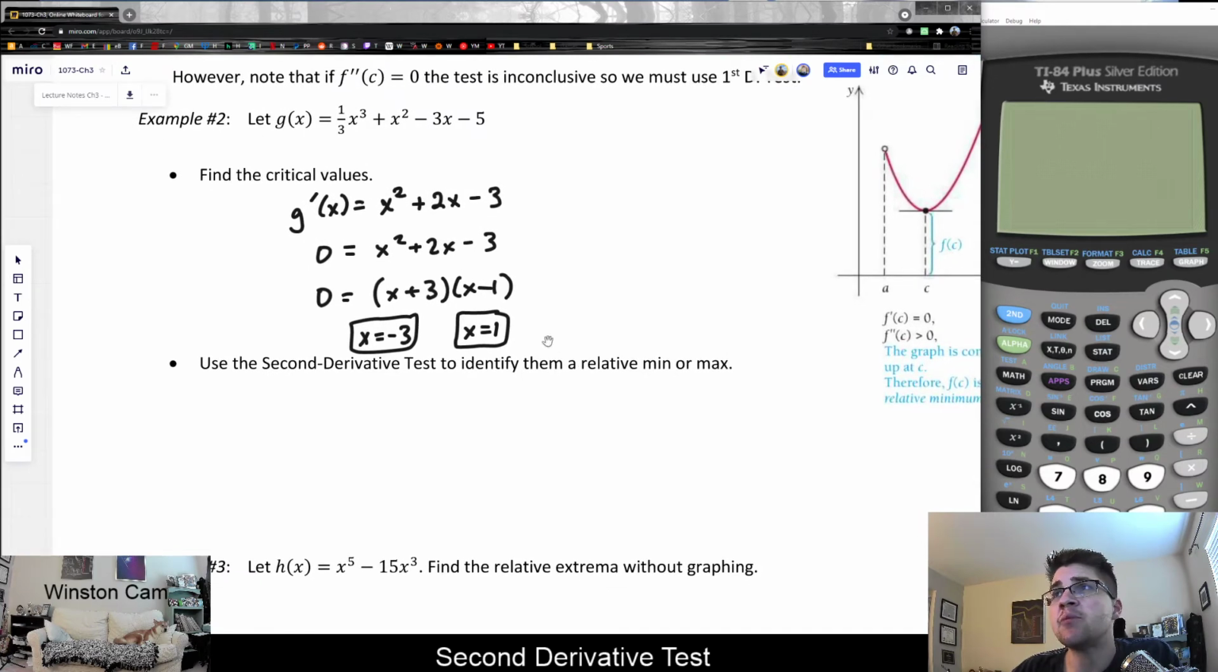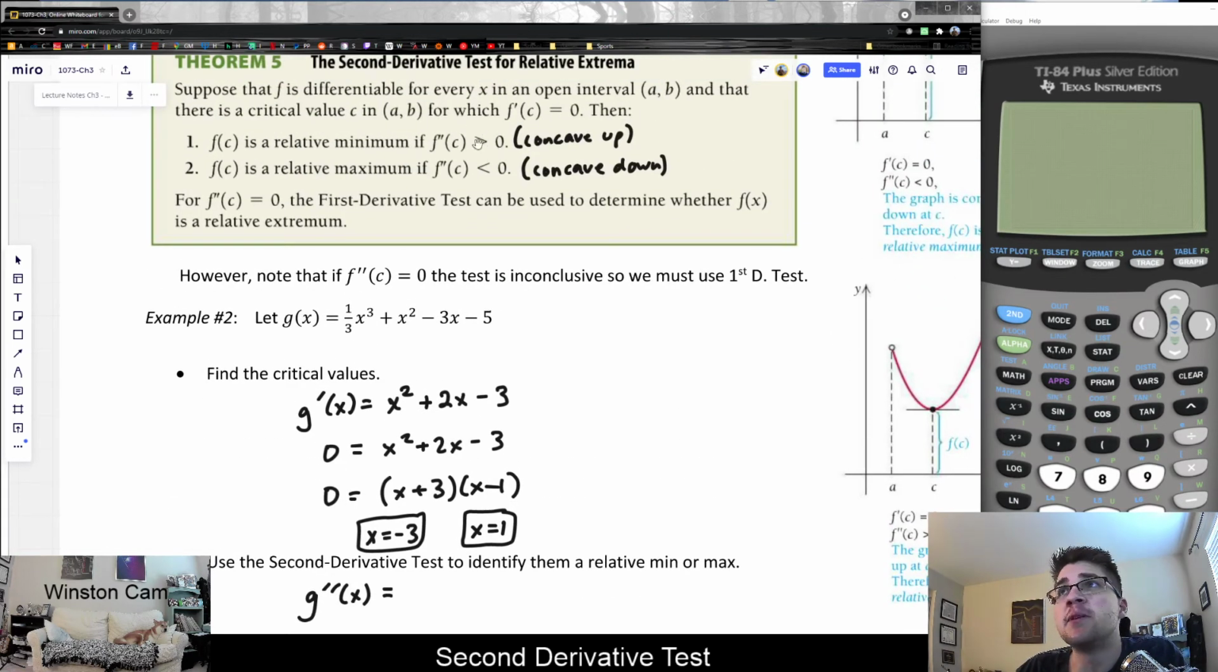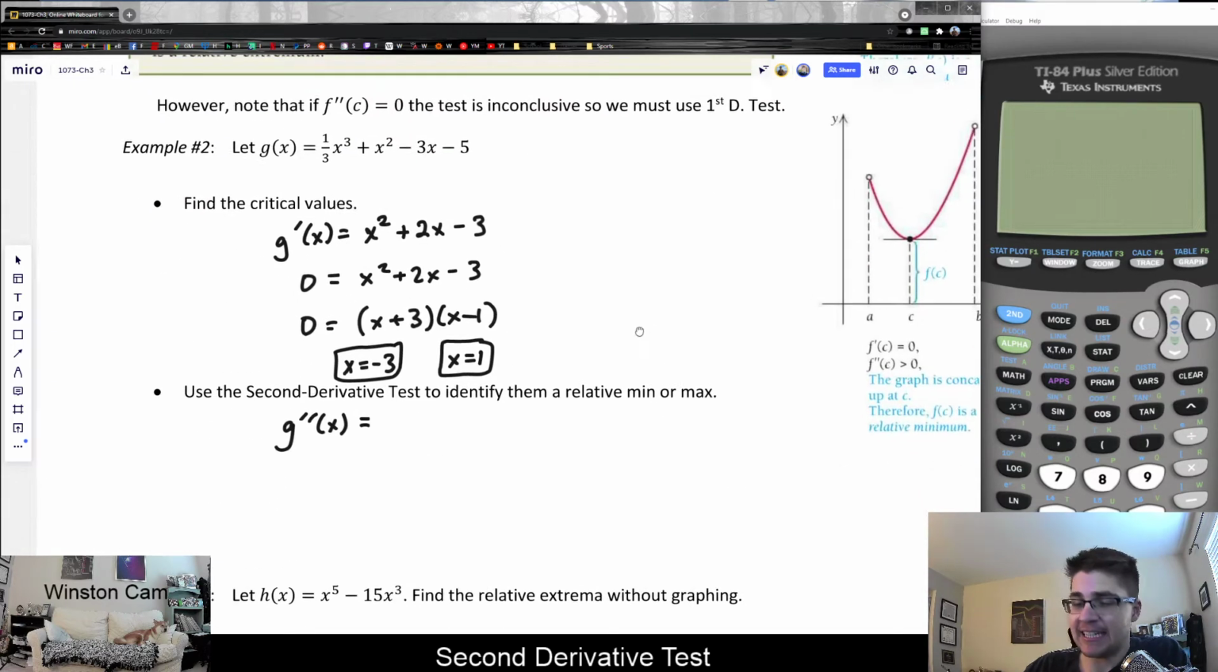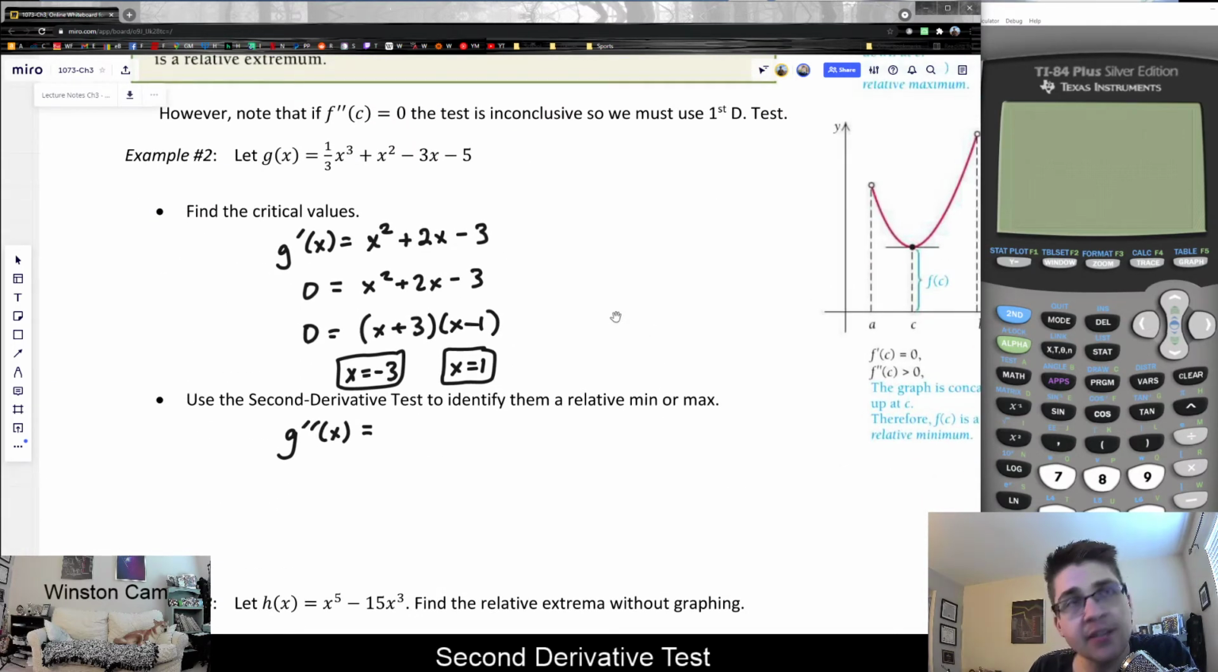But basically, once you have the critical values, now we can figure out, well, what's the second derivative and determine whether it's positive or negative nearby. Or not even nearby. We can determine, well, is it positive or negative at the critical value? It's even easier than that. So the second derivative of g would be 2x plus 2.